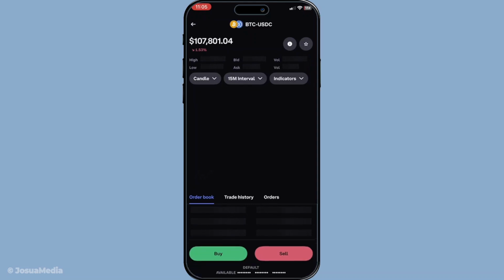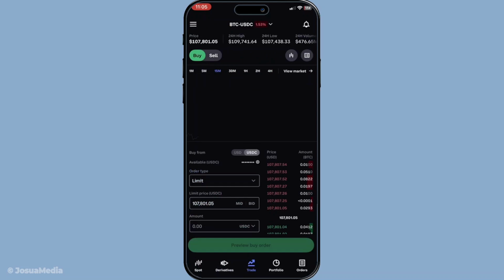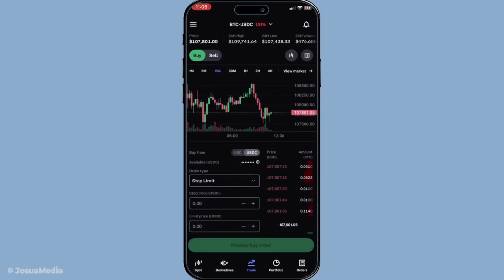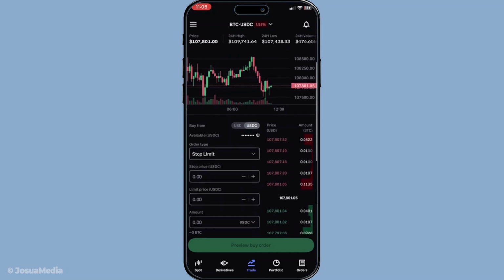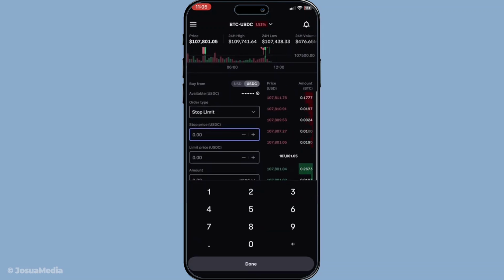Once you have your trading pair selected, turn your attention to the order types available. Here, you will need to select stop limit from the list. Now, this is a crucial step as it allows you to specify two essential prices: the stop price and the limit price. The stop price is essentially the trigger point. When the market hits this price, your order is activated. The limit price, on the other hand, represents the worst case scenario you're comfortable with. This means that even though your order has been triggered, it won't execute below this limit price, offering you added peace of mind in volatile market conditions.